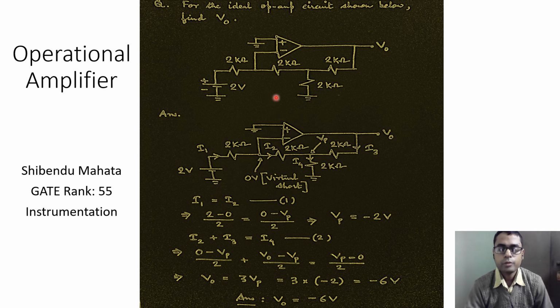This is another problem on an ideal op-amp circuit, and our intention is to find out the value of the output of this circuit, which is referred to as V0. So the approach remains the same.